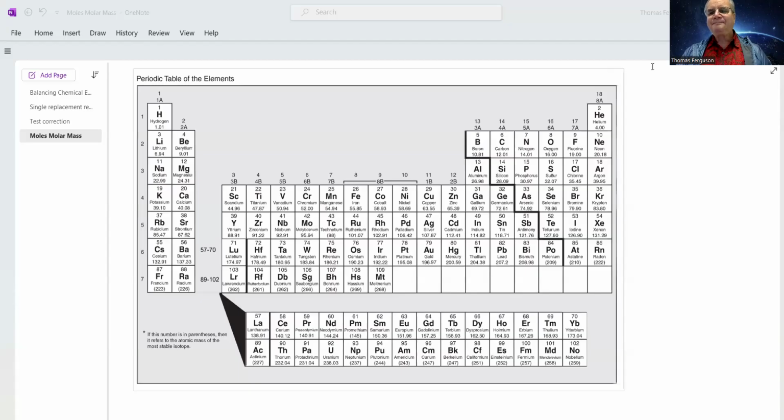Okay, so today we need to talk about the periodic table and those decimal numbers on there. Remember, the decimal numbers were the natural average of all the naturally occurring isotopes. And the reason why it's a decimal is because it's an average. Well, we're going to be using those average numbers.